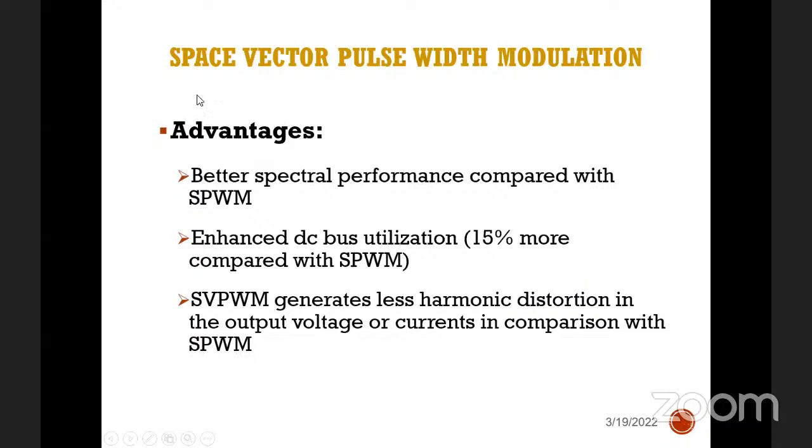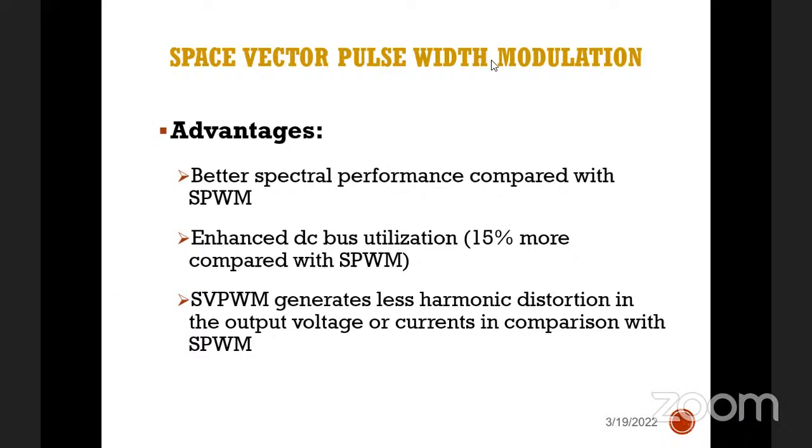So the next one, the latest one, is the space vector pulse width modulation technique. What is meant by space vector? A vector which is rotating in the space is known as a space vector. It has several advantages. The basic advantage is that it gives better spectral performance compared with the sinusoidal pulse width modulation technique. And there is enhanced DC bus utilization, 1.15 times, that is, 15% more compared with the sinusoidal pulse width modulation technique.